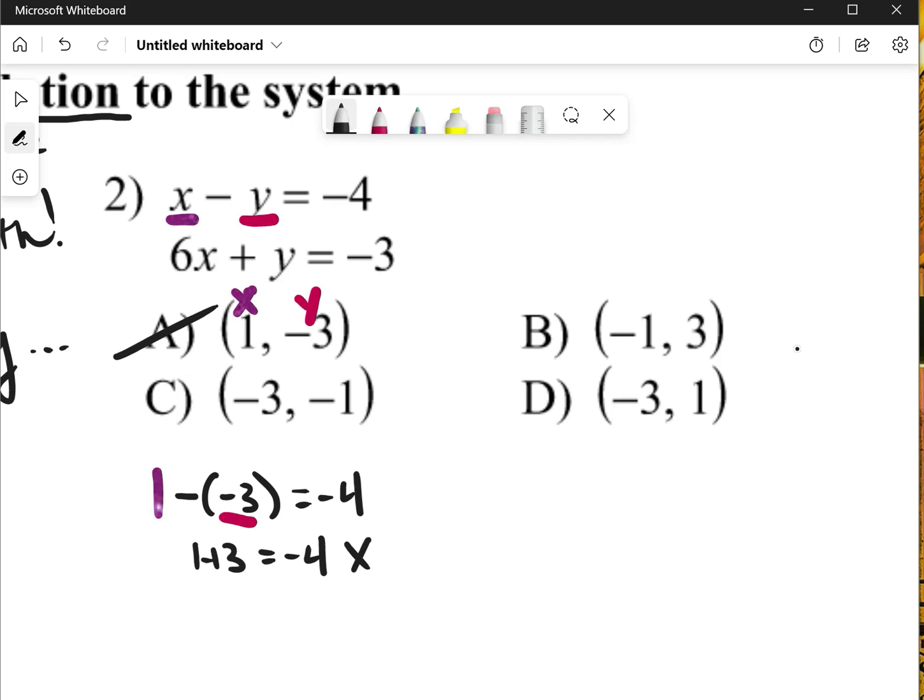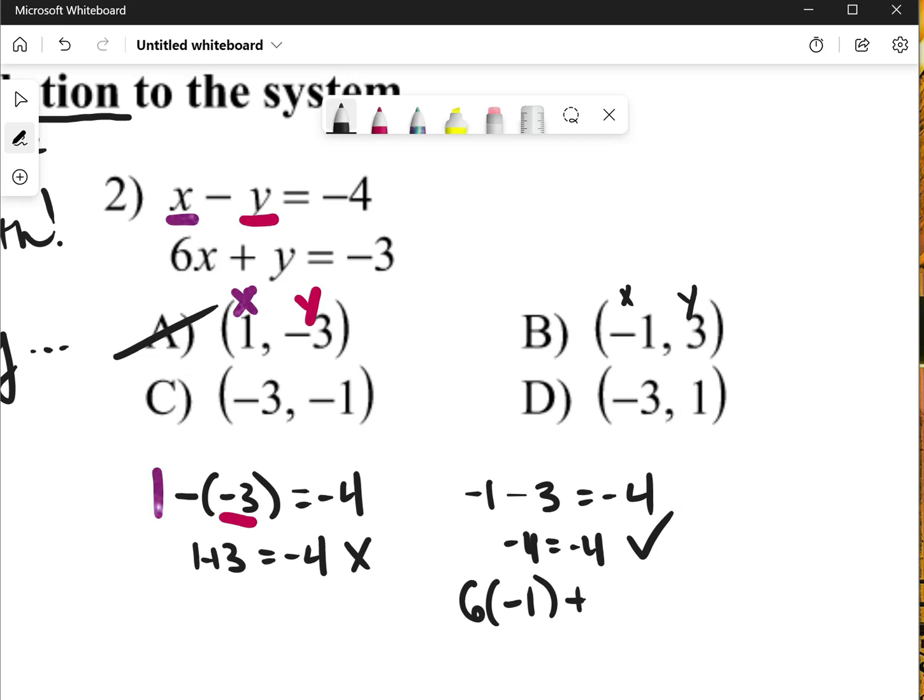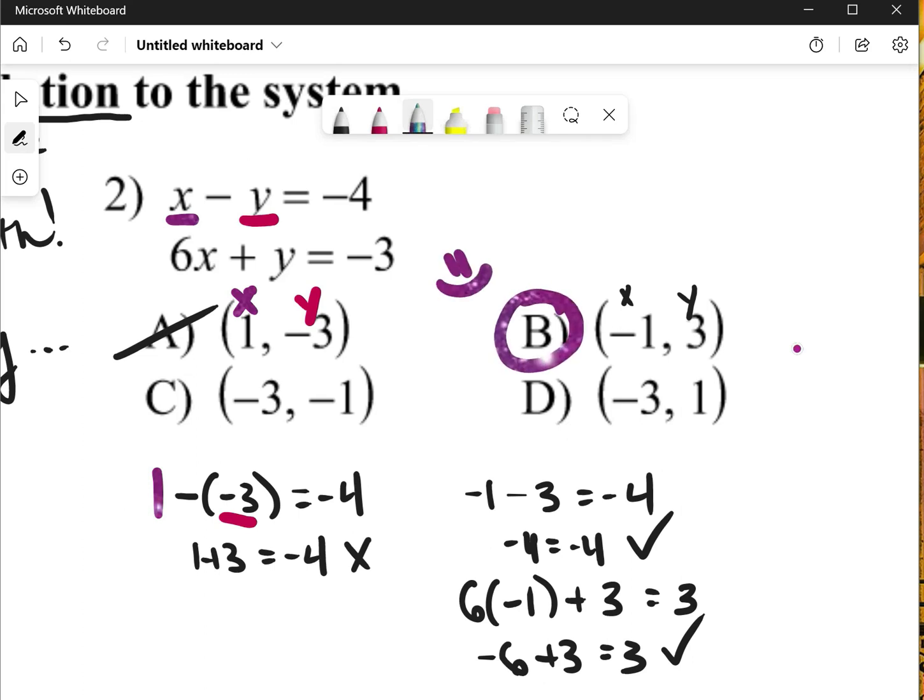Feeling lucky maybe with letter B. Let's try out B. -1 minus 3 equals -4. So x is -1, y is 3. -4 equals -4. That one works. Try out equation 2. So that was equation number 1. 6 times -1 plus 3. Is that equal to 3? Well, -6 plus 3 is equal to 3. That one works too. Looks like B is our solution.